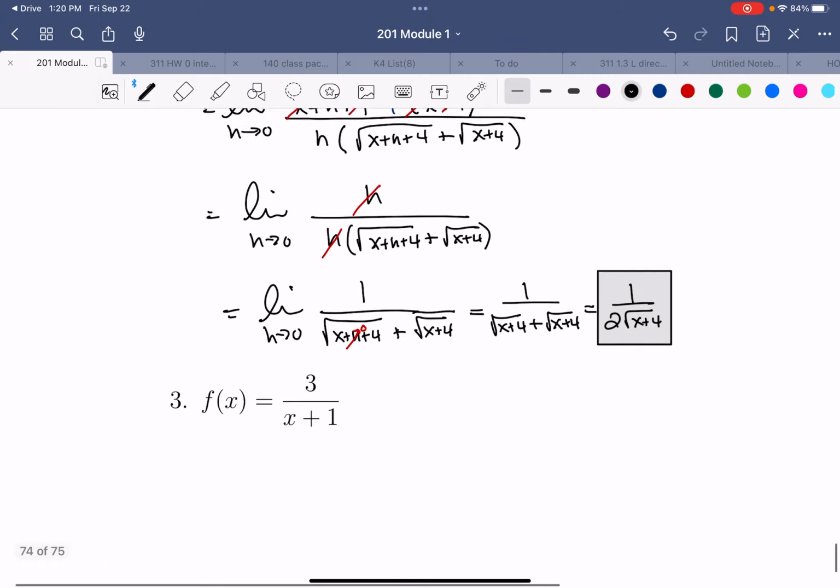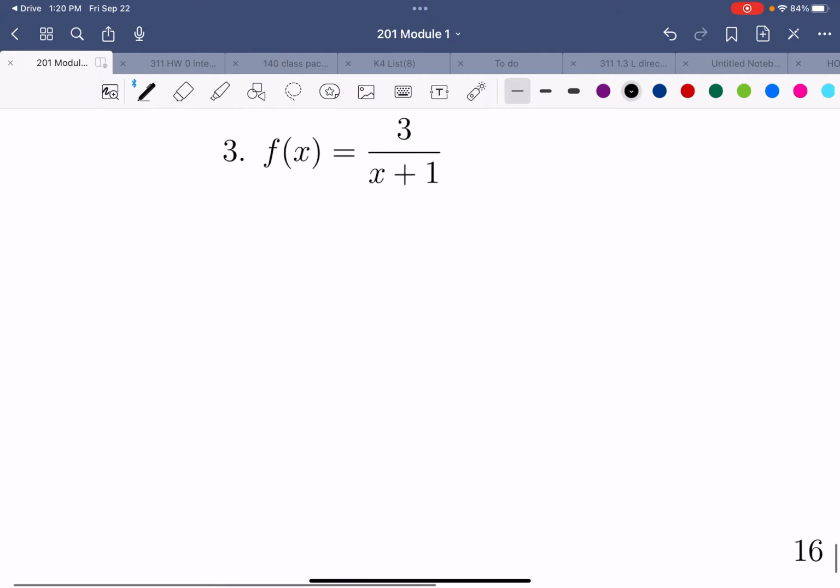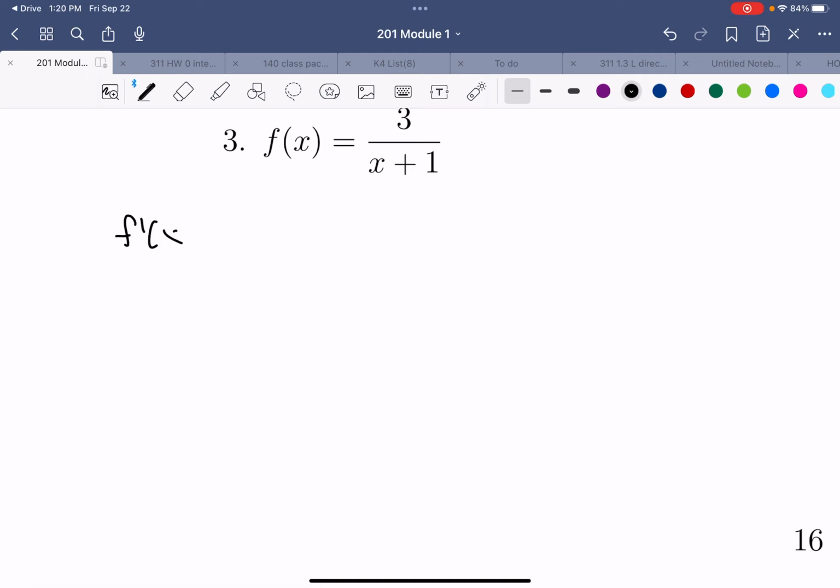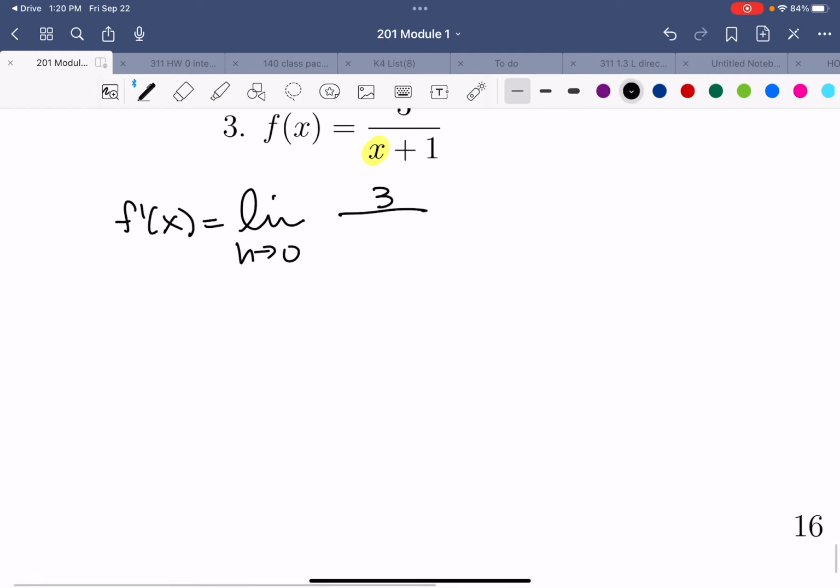And then our last one is going to be one of the fractional ones. Okay, so let's set this up. F prime of x equals the limit as h goes to 0 of 3 over, now I'm replacing this x with an x plus h. So that's x plus h plus 1 minus the original one, 3 over x plus 1, all over h.